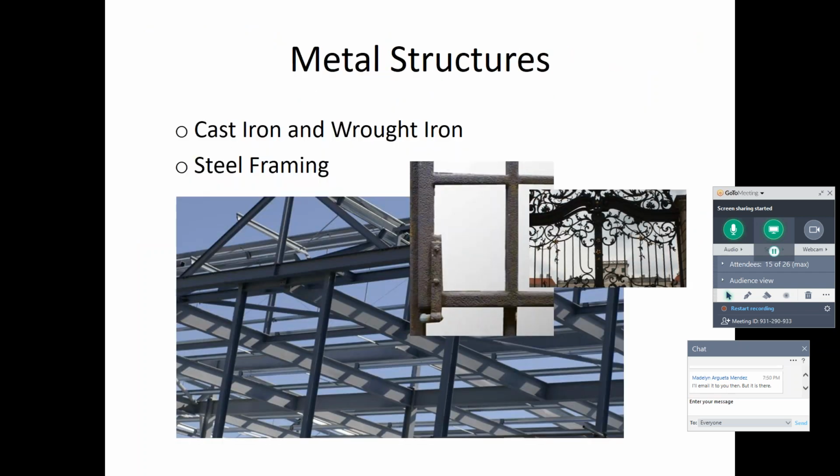All right, and then it just gives us some of the nominal sizes of our columns, and we can move on to metal structures. So when we're looking at the different variety of metal used, things we would experience would be cast iron and wrought iron, as well as steel framing.